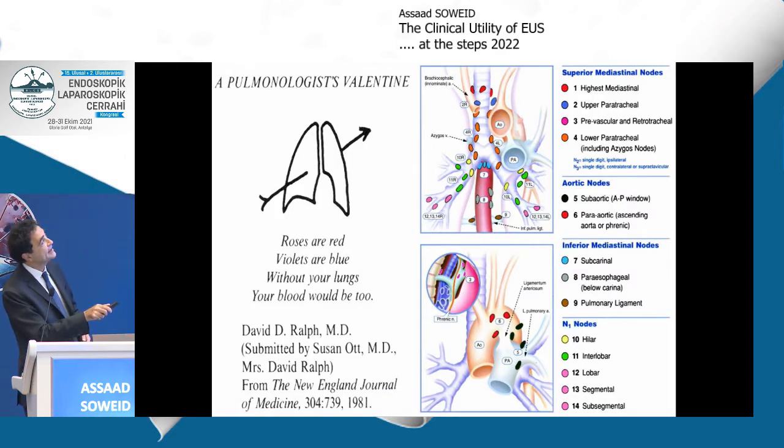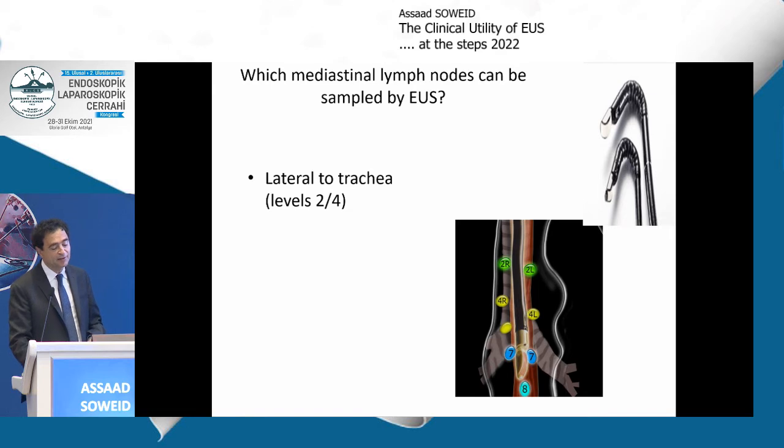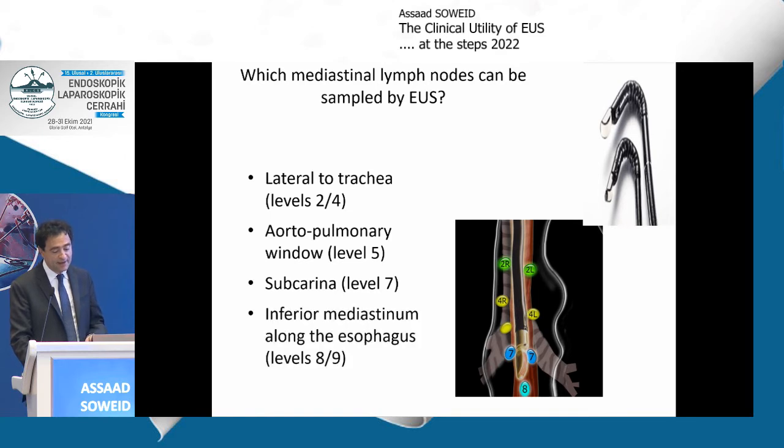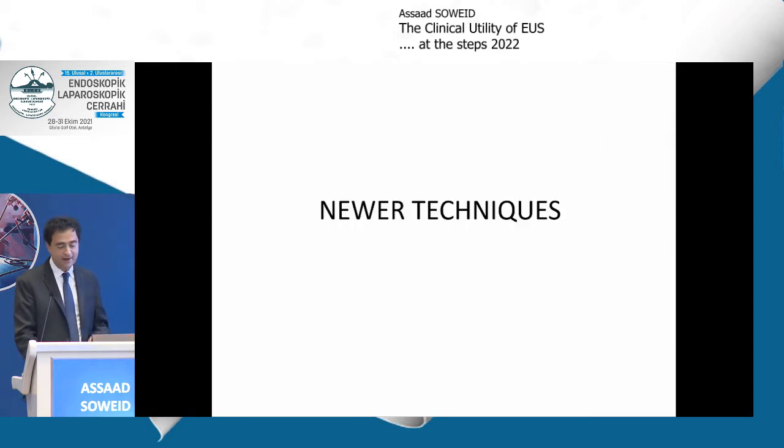So again, these are the stations of the lymph nodes, and I'll show you which ones are accessible by EUS. These are the lateral ones, levels 2, 4, and the AP window, which is level 5, the subcarinal, which is the most common, 7, and then the lower ones, stations 8 and 9, which are adjacent to the esophagus. So this is also helpful in the mediastinum, and there are probably as many indications as GI indications in the mediastinum. So let's move now to the main part of this talk, which is, what are the new developments?